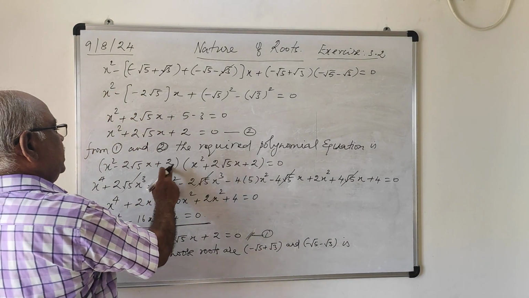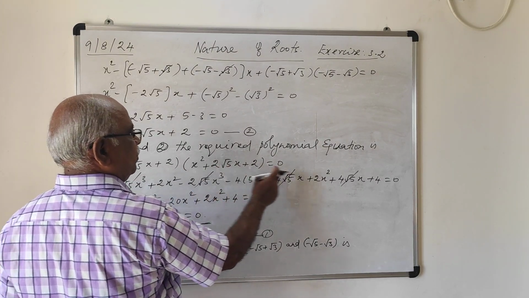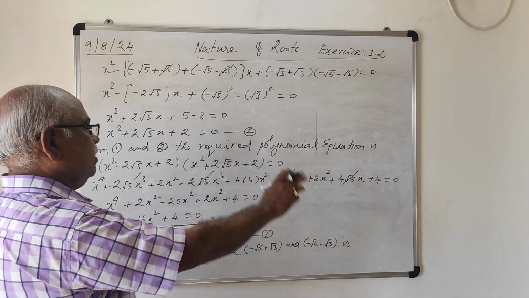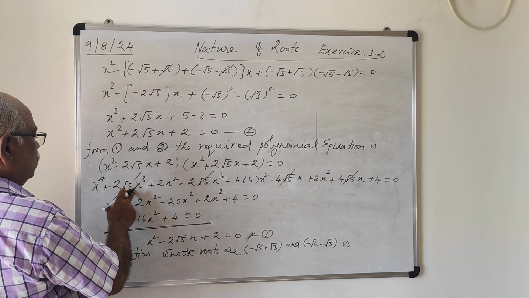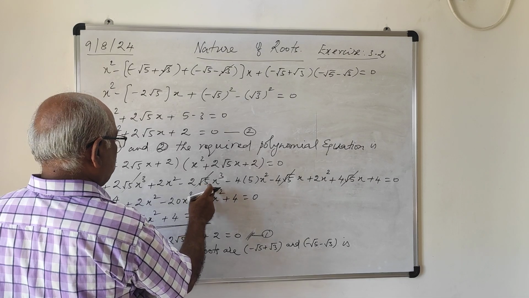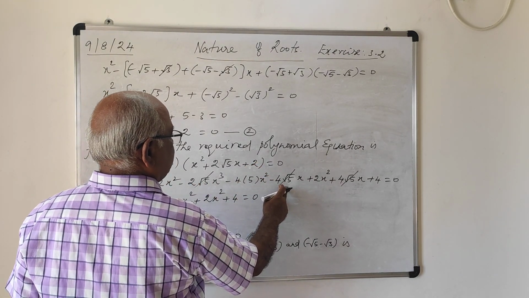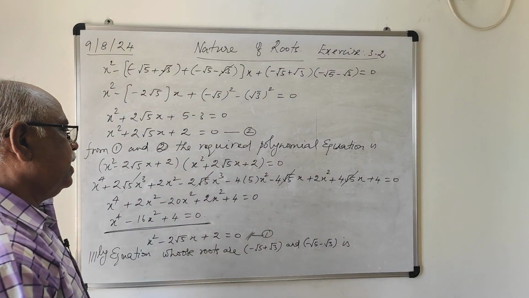Again, plus 2 into x square is 2x square, plus 2 into 2 root 5x is 4 root 5x, plus 2 into 2 is 4. Multiplying every term and simplifying, you will get x power 4 plus 2 root 5x cube and minus 2 root 5x cube, it cancelled. Similarly, minus 4 root 5x plus 4 root 5x are also cancelled, which are of opposite sign.